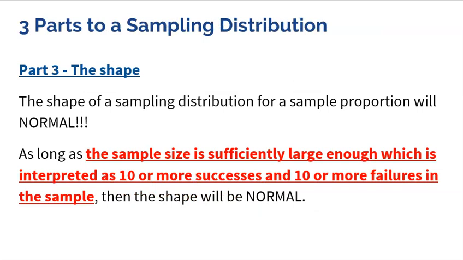All right, one more part. The third part to a sampling distribution is the shape. Now the shape of a sampling distribution for a sample proportion will be normal.